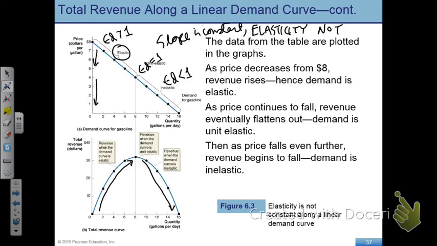Unit elasticity is a theoretical concept. It has no practical interpretation. What is important is to understand that within the same linear demand curve with the same slope, the elasticity in the upper part of the demand curve is elastic. The elasticity in the lower part of the demand curve is inelastic. Any question?